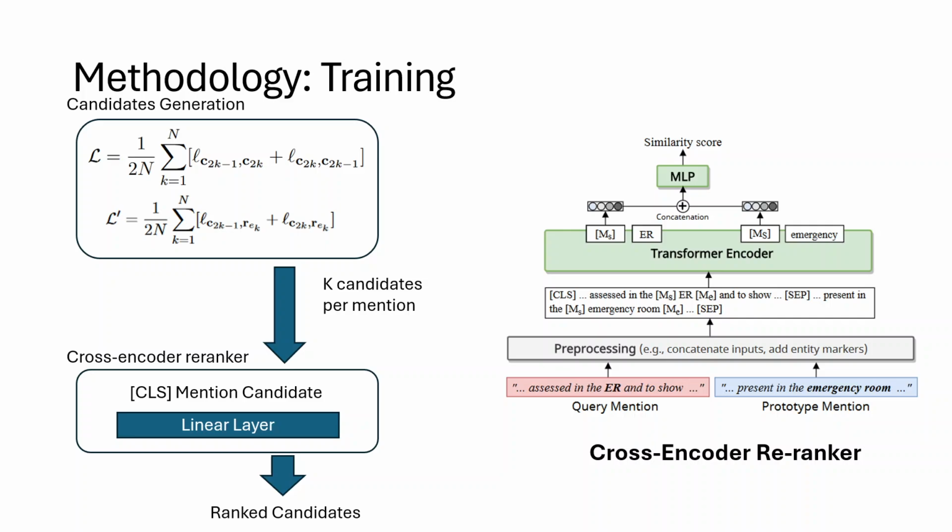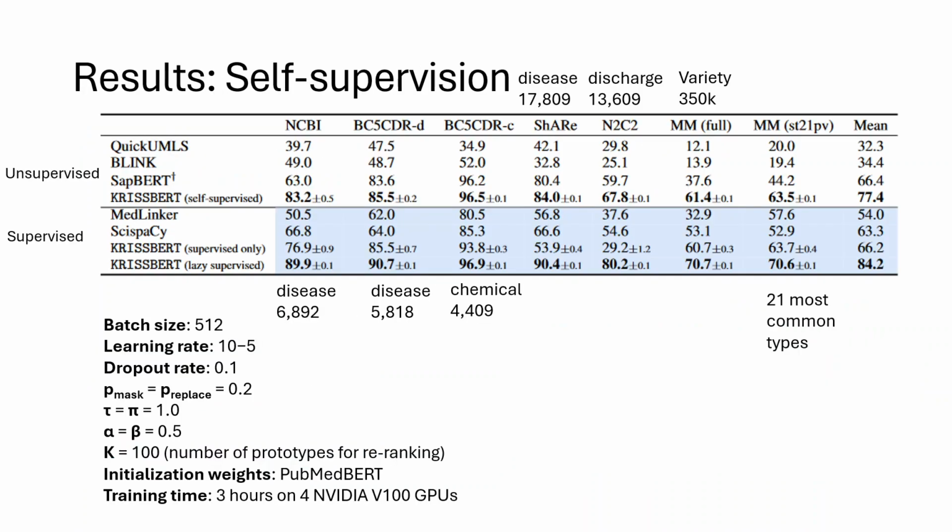From here, they obtain candidates for each mention that we call prototypes. And these prototypes are passed through a cross-encoder that re-ranks them, which basically concatenates both the query mention and the prototype, encodes them, and passes them through an MLP classifier, obtaining a similarity score between 0 and 1.